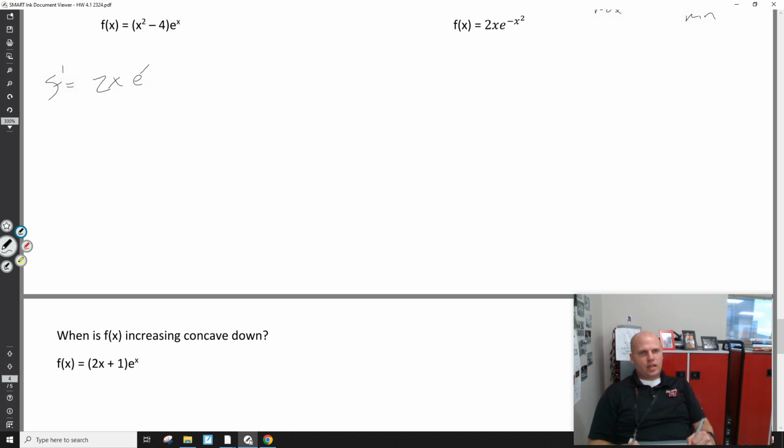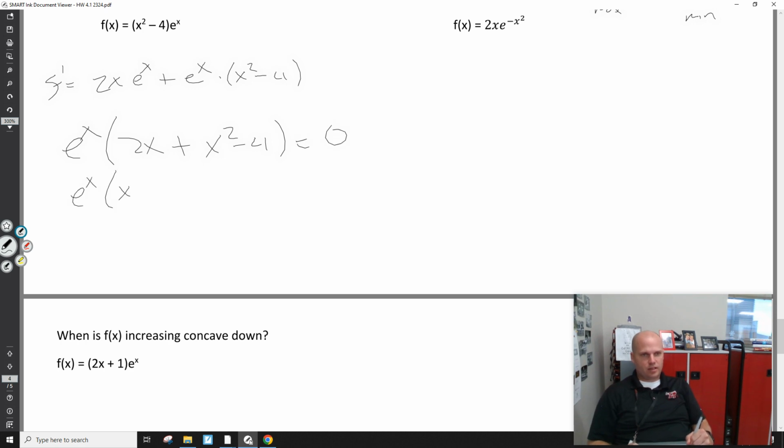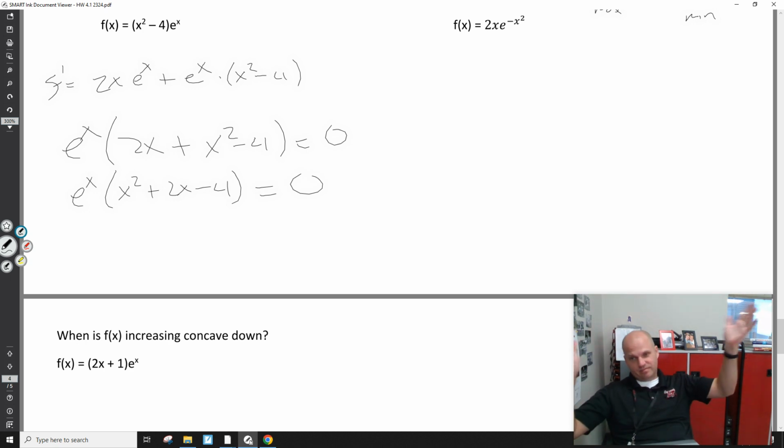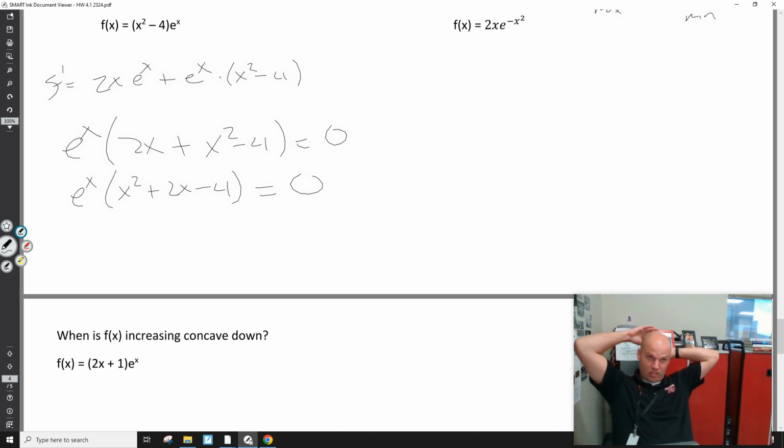Derivative of the first times the second plus the derivative of the second times the first. What do I do now? Factor out the e to the x. What do I do now? Oh, I'll probably rewrite this as x squared plus 2x minus 4. What do I do now? Give up. I should probably change this to something that can be factored.